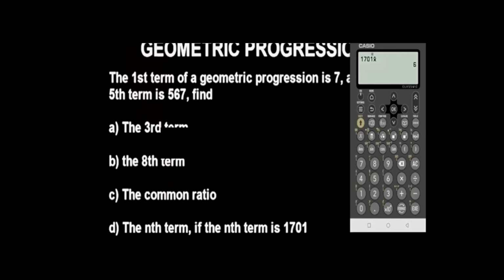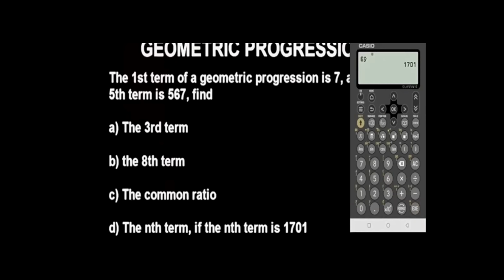Let's verify. So it will be catalog, statistics, regression, go for this, so to the 6. See, so it's correct.